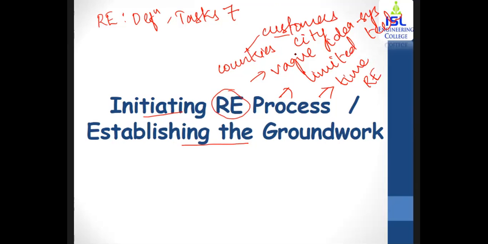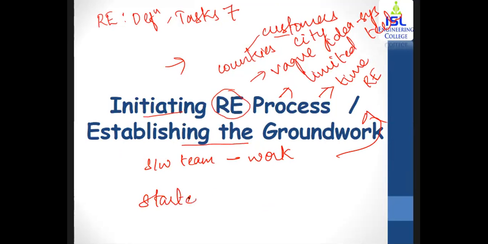Now, when you have these many limitations, the software team that is designing the software needs to work with all of these constraints. Within this initiating requirement engineering process, we are going to study the different steps that will be required to initiate all these requirements so that the requirement engineer can get the project started and keep the project moving towards a successful solution.